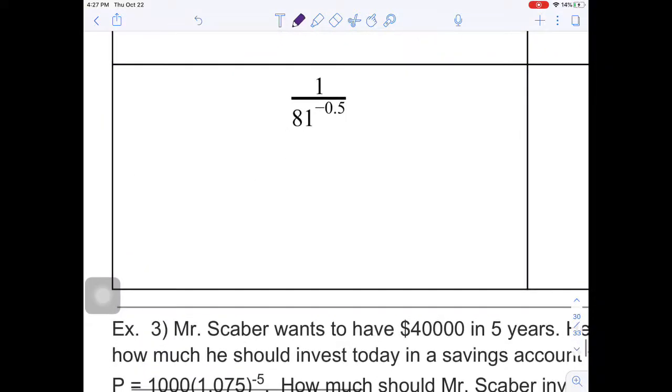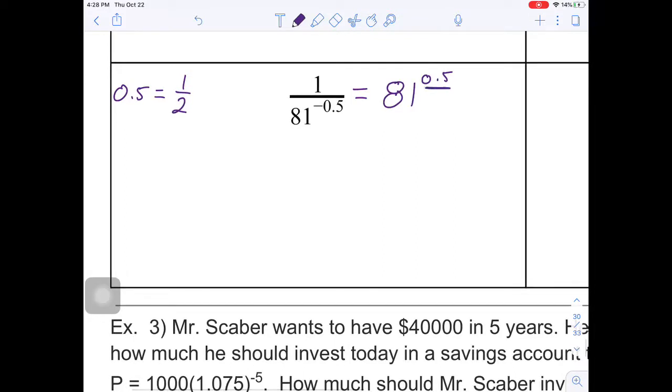Okay, let's move down here. So we have 1 over 81 to the power of negative 0.5. The first thing I do is I really want to get rid of that negative exponent. So this is going to be 81 to the power of 0.5. Now 0.5, we should know that that's 1 over 2, right? That's a half. So I can represent this using a fraction. So this is 81 to the power of 1 over 2.